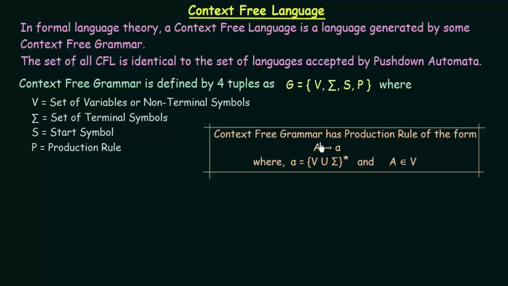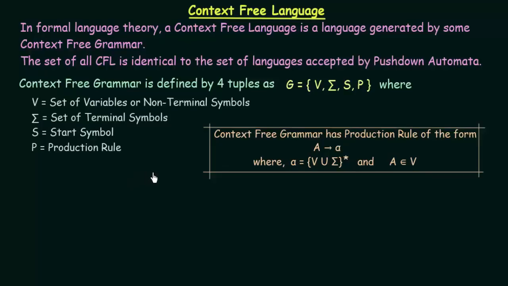In context-free grammar, the production rule is of the form A gives alpha, where alpha is in (V union sigma) closure. That means alpha can be a non-terminal symbol or a terminal symbol. And here we notice that it is a closure, so it could also be empty. It could be an empty symbol or anything from the non-terminal symbols or terminal symbols. And A belongs to V, that means A belongs to the set of non-terminal symbols. Okay, so this is how we formally define a context-free grammar.